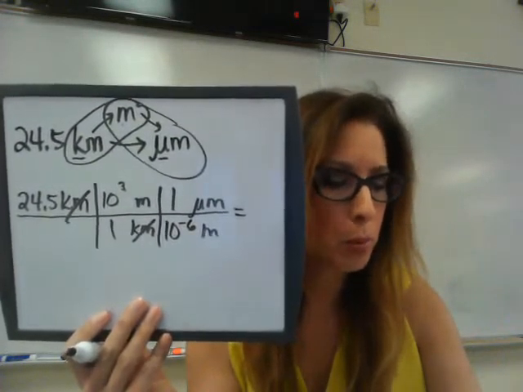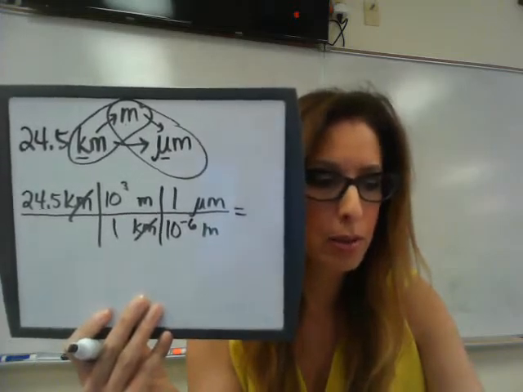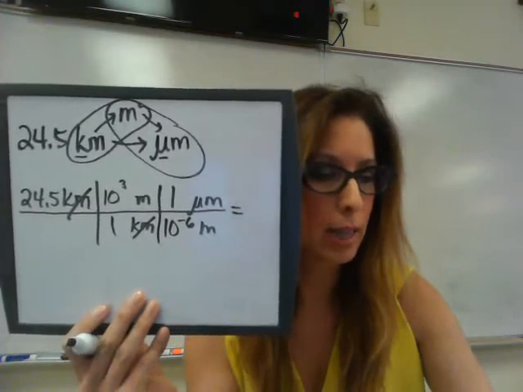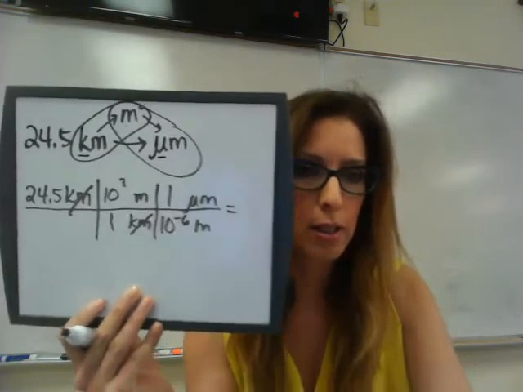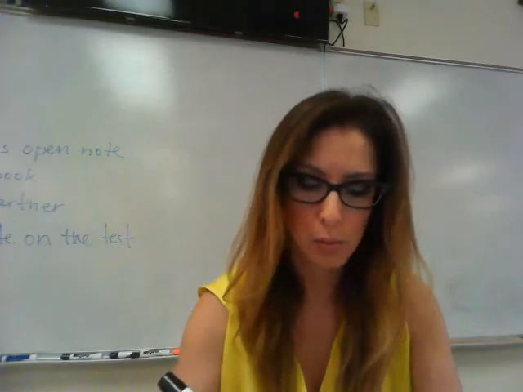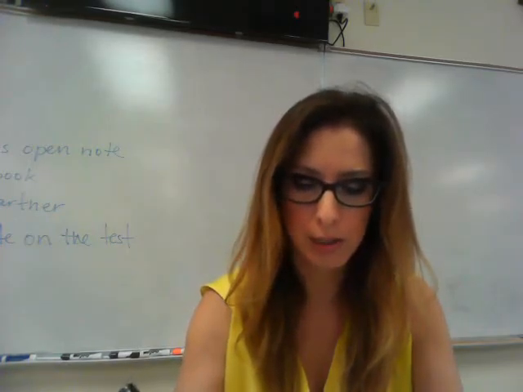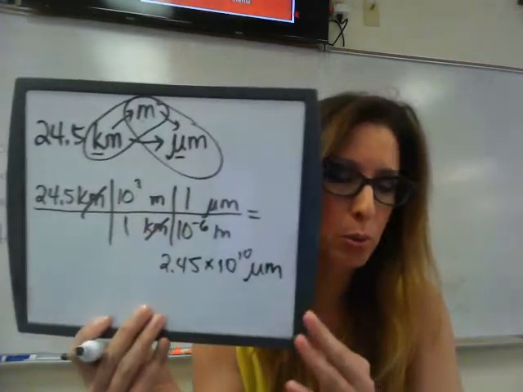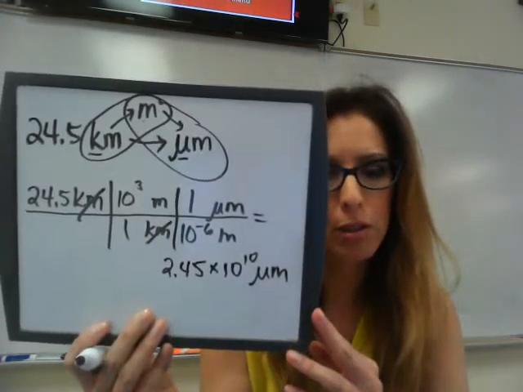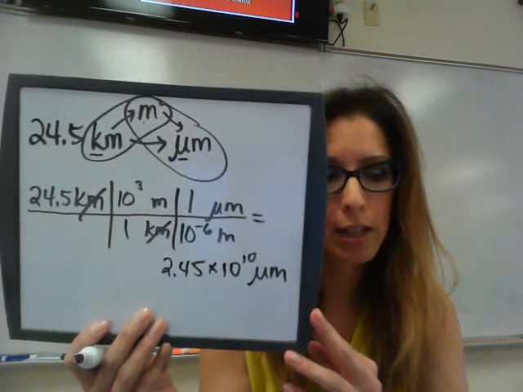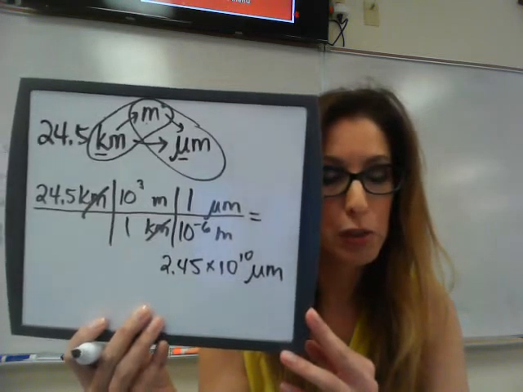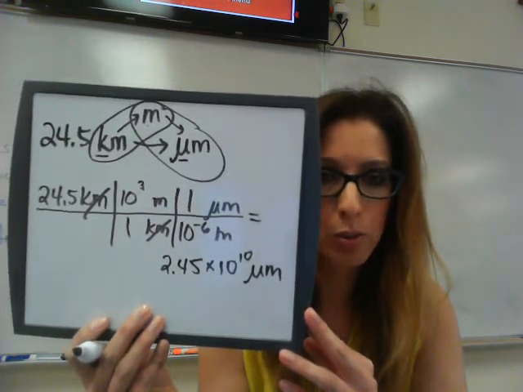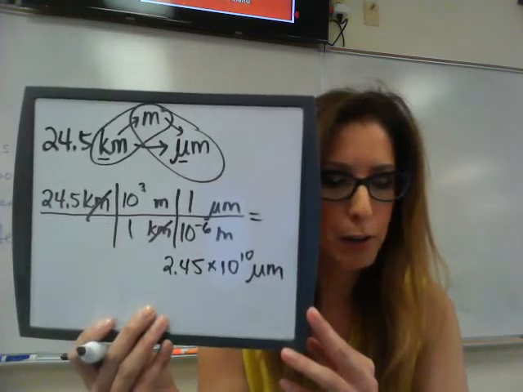So it's 24.5 times second E3 divided by second E negative 6. You're going to get 2.45 times 10 to the 10th micrometers for your answer. We had 3 sig figs in 24.5. I have 3 sig figs in 2.45, and that's it. Okay? If you need the keystroke specifically, then just rewatch the video. Just rewind it and watch what I said, and then put it in your calculator.